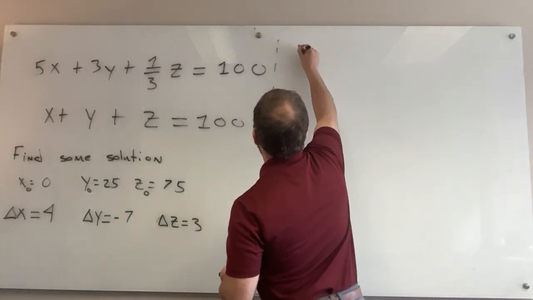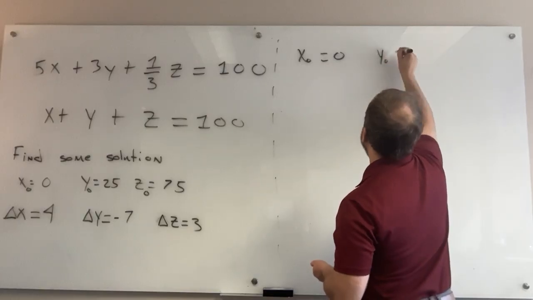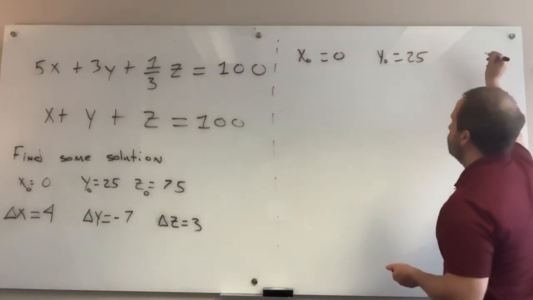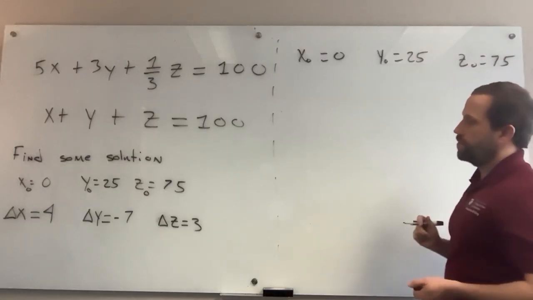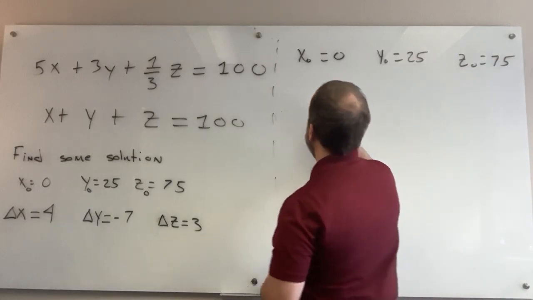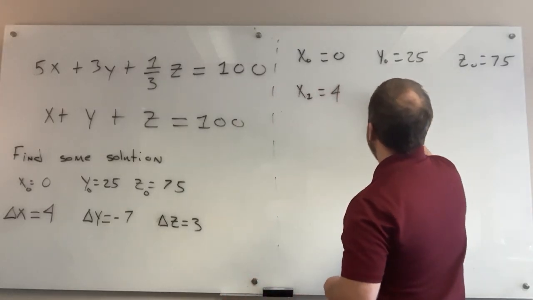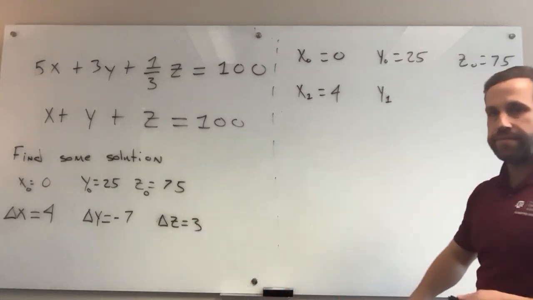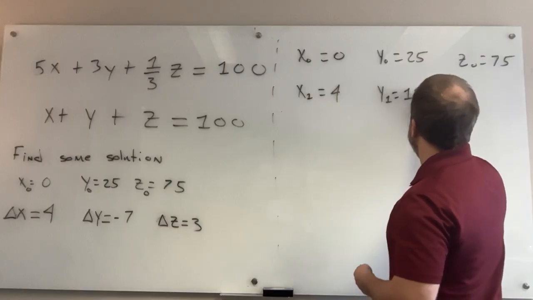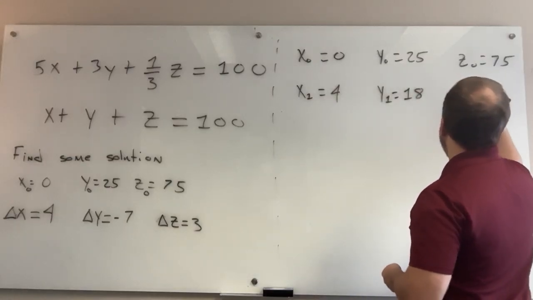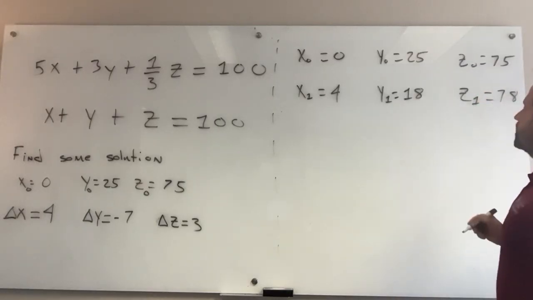So I'm going to say x0 is equal to 0, y0 is equal to 25, z0 is equal to 75. Now I'm going to increment x by 4. So then I'm going to call this x1, that's going to be equal to 4. y1 has to decrement by 7, so 25 minus 7 is equal to 18. And then what I'm going to call z1, we're going to increment that by 3. We're going to get 78.